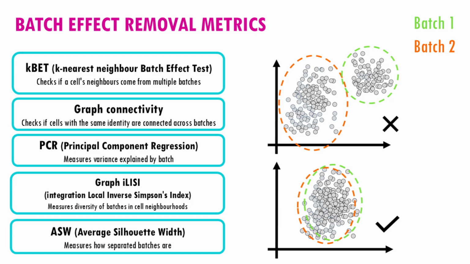So you have k-nearest neighbour batch effect test, which checks if a cell's neighbours come from multiple batches. Graph integration local inverse Simpson's index, which measures diversity of batches in cell neighbourhoods. Then we have ASW, which measures how separated batches are. Graph connectivity, which checks if cells with the same identity are connected across batches. And principal components regression, which measures variance explained by batch.